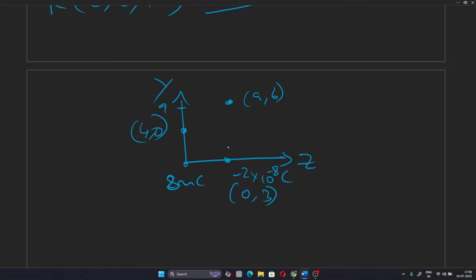The distance from here to here and then here to here. Okay, it's better to draw the diagram a little more clear. Here, from here to here, 9, 6.